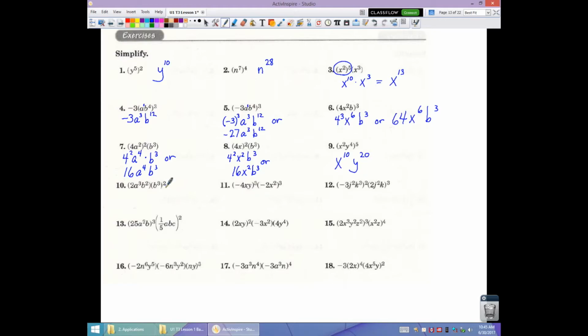Number 10, now this exponent of 2 out here only goes with the b to the 3rd. So 2a to the 3rd b squared, I won't do anything with that yet, times b to the 6th. Now since I do have 2 powers here with the same base, I can simplify that further and say that's 2a to the 3rd b to the 8th.